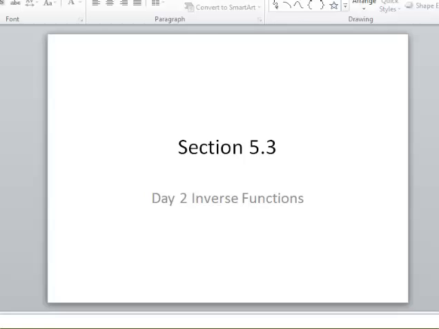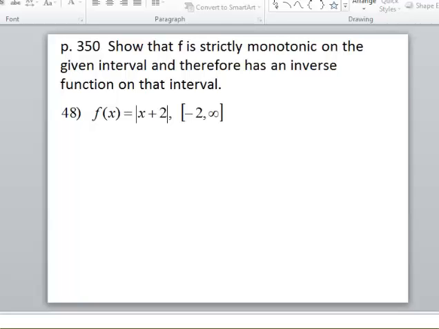Alright, continuing on about inverses. The first type of problems we're going to do is look and show that f is strictly monotonic. Remember, that means that it's always increasing or always decreasing. And so we're going to show that it's monotonic on the given interval and therefore has an inverse on that interval.